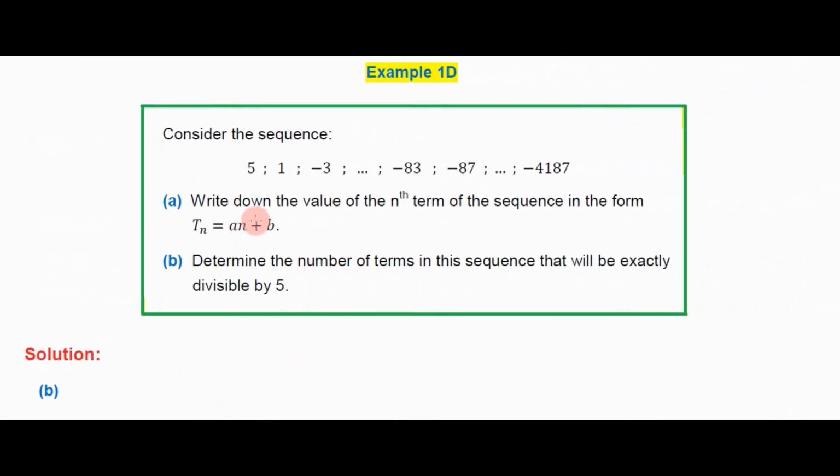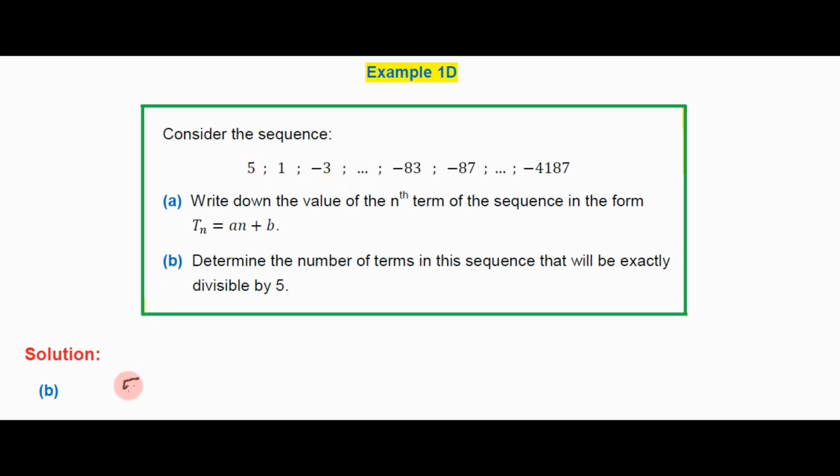The second part of this example deals with divisibility. It says determine the number of terms in this sequence that will be exactly divisible by 5. The key to answering this question is to write out as many terms as necessary to see which terms are divisible by 5 and to see whether we have a pattern. We want to have at least the first 3 terms in the sequence divisible by 5. So let's write it out.